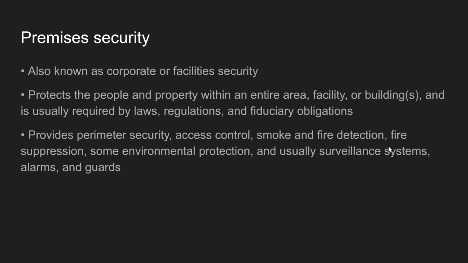Premises security, also known as corporate or facility security, protects the people and property within an entire area, facility, or buildings, and is usually required by laws, regulations, and fiduciary obligation. It provides perimeter security, access control, smoke and fire detection, fire suppression, some environmental protection, and usually surveillance systems, alarms, and guards.